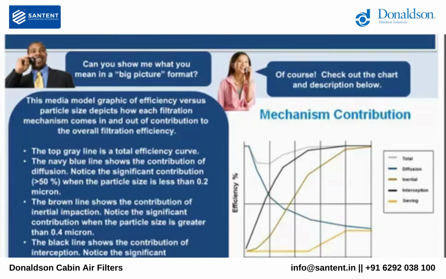The black line shows the contribution of interception. Notice the significant contribution when the particle size is more than 0.2 micron. The orange line shows the contribution of sieving. Notice the lack of major significance with submicron particles.